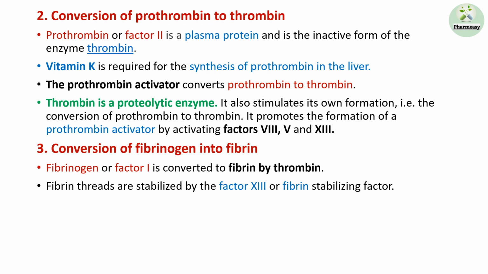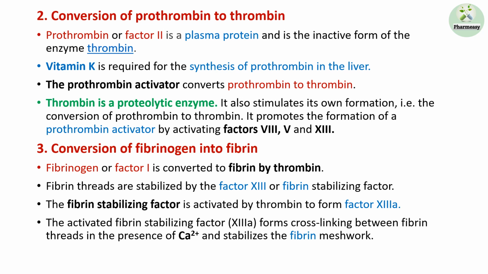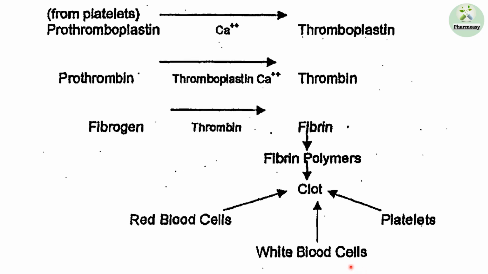Fibrin threads are stabilized by the factor 13 or fibrin stabilizing factor. The fibrin stabilizing factor is activated by thrombin to form factor 13A. The activated fibrin stabilizing factor, that is 13A, forms cross-linking between fibrin threads in the presence of calcium ions and stabilizes the fibrin meshwork. The fibrin mesh traps the formed elements to form a solid mass called a clot. This is a simplified mechanism of coagulation.